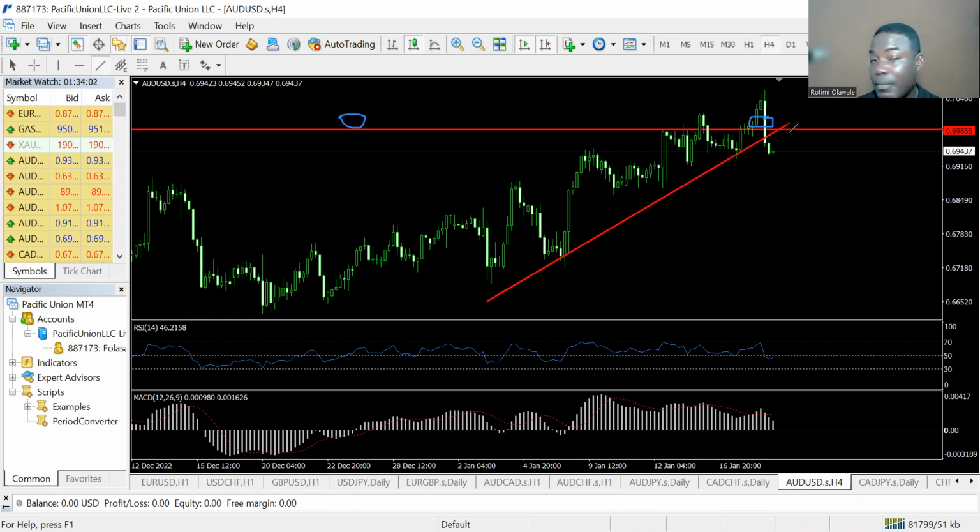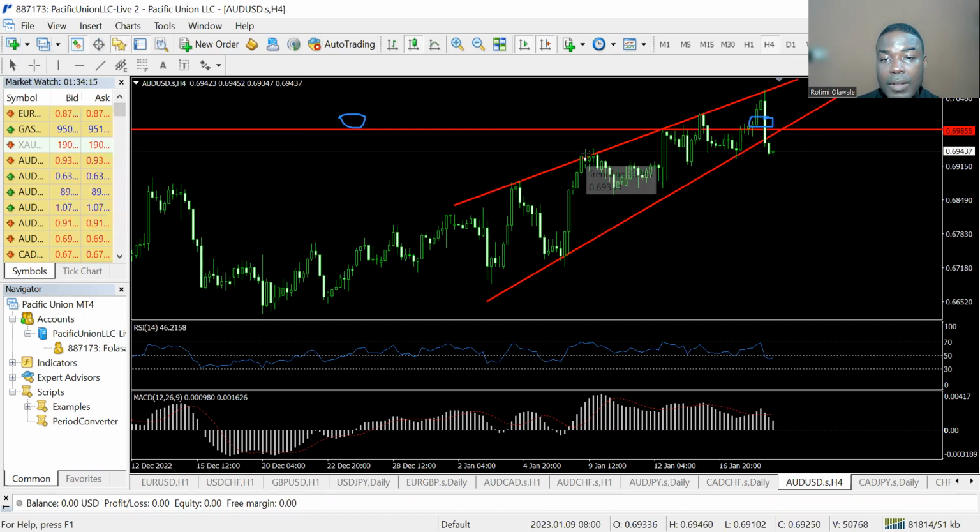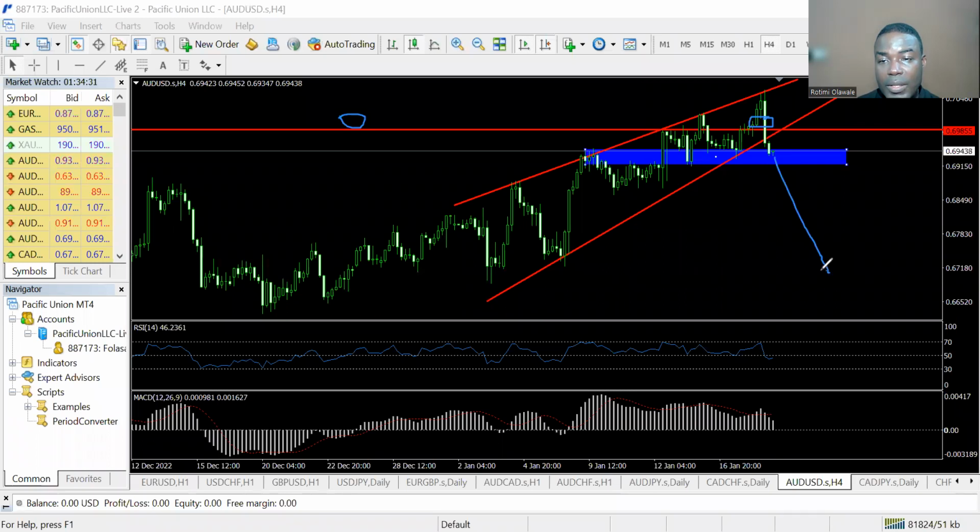We can draw a trend line right here, and another trend line just at the back, forming a rising wedge, and price already broke out of the rising wedge. However, I can still spot a support zone just around this area. Price currently is trading around the support zone. If price breaks out below the support zone, then we'll see a major fall on AUDUSD. So we are equally bearish biased on the AUDUSD.